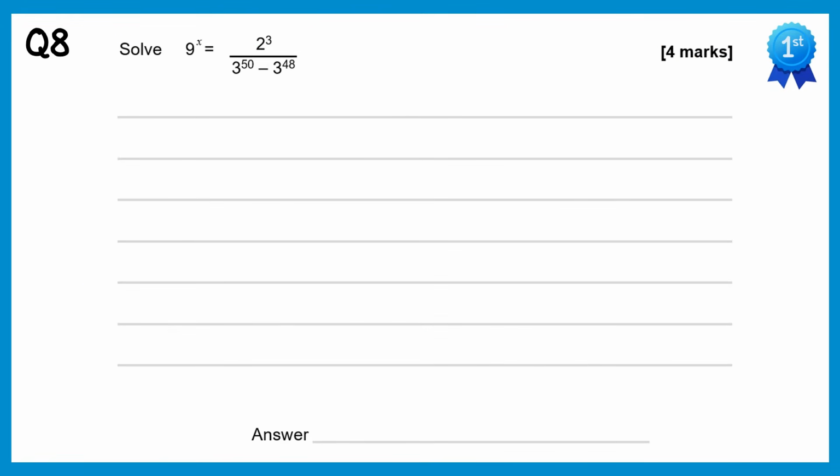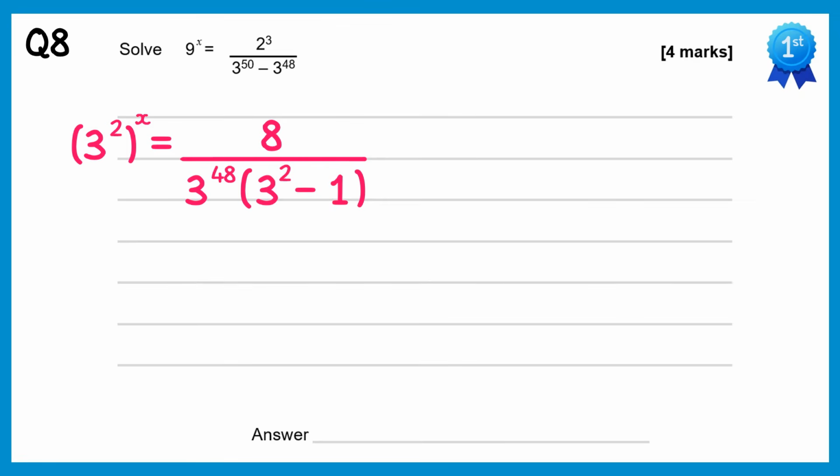For this question, we'll try and write as much as we can as a power of 3. So we've got 9 to the power x, which is 3 squared, so 3 squared to the power x. And on the right hand side, 2 cubed, that can't be written as a power of 3, but we could multiply that out, 2 times 2 times 2, that's 8. And on the bottom, we can factorize 3 to the power 48. So we have 3 to the power 48, and inside the bracket, 3 squared take away 1.